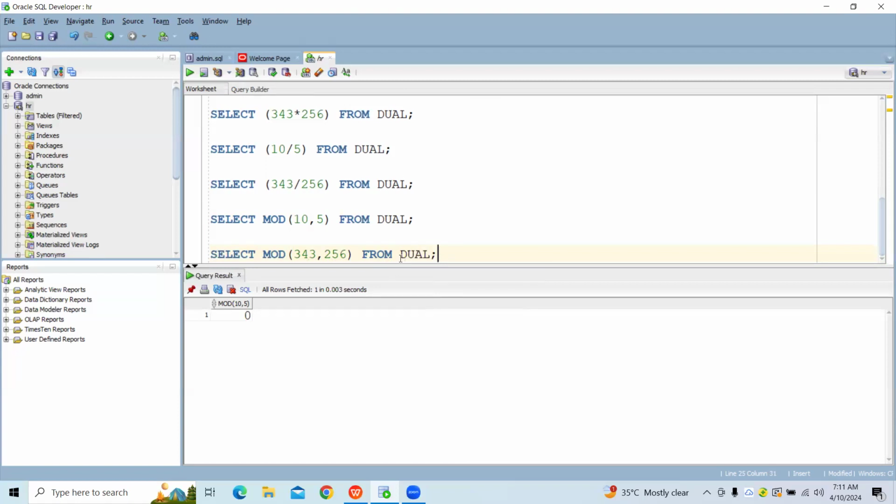So now let me run the query. What happens if I run this particular query? I would be getting the remainder. When 343 is divided by 256, what is the remainder? It is yielding a remainder of 87. So the same 87 has been yielded to us in the output. So this is all about the arithmetic operators.